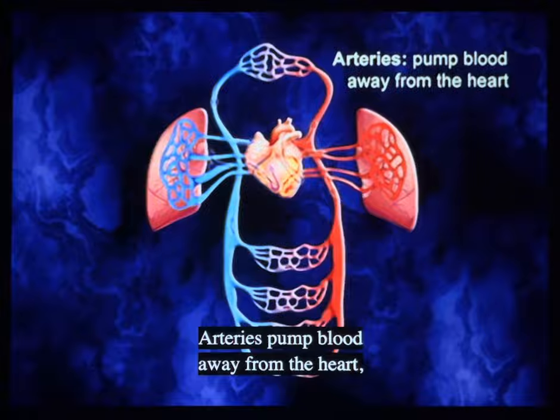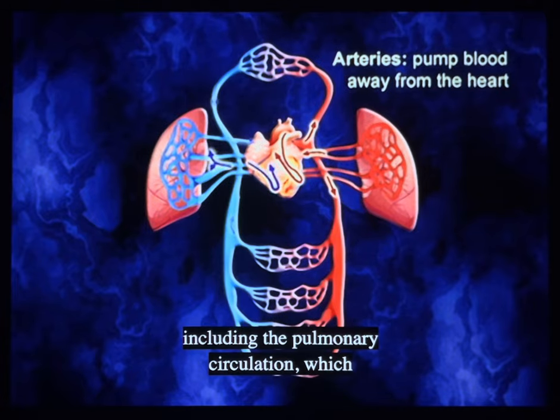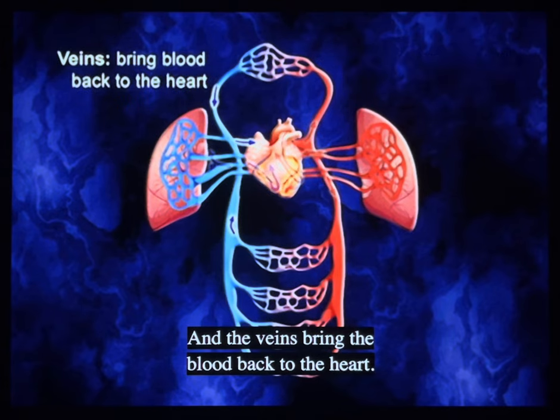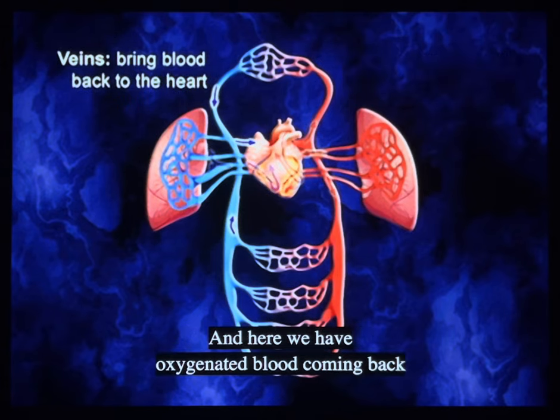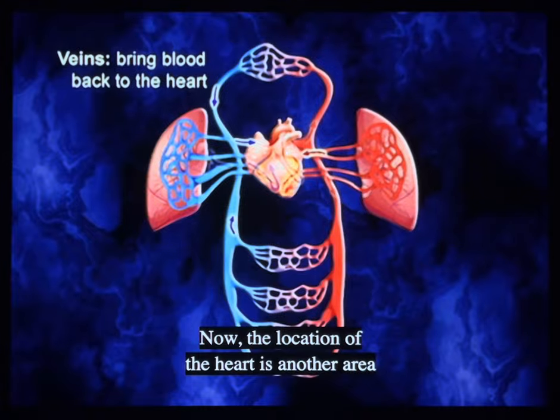Arteries pump blood away from the heart, including the pulmonary circulation, which is going away from the heart, and the veins bring the blood back to the heart. And here we have oxygenated blood coming back in the pulmonary veins.